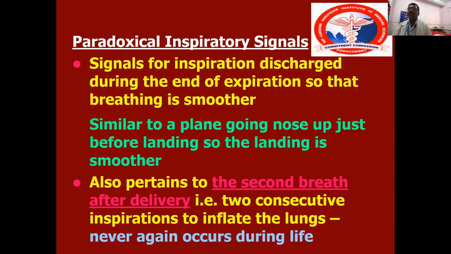Paradoxical inspiratory signals, that is the signals for inspiration, are discharged during the end of the expiration so that breathing is smoother. Similar to a plane going nose up just before landing, so the landing is smoother. Also, it pertains to the second breath after delivery, that is two consecutive inspirations to inflate the lungs, which never again occurs during life. So that is the paradoxical inspiratory signals.